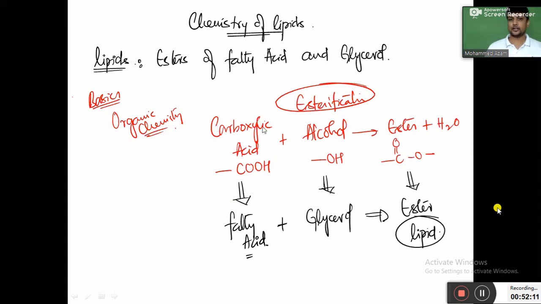Out of hundreds and hundreds of carboxylic acids, fatty acid. Out of hundreds and hundreds of alcohols, glycerol. So when you react them, obviously what is the basic rule? They have to form what? Only ester, and this ester which is formed here is lipid. So what is a lipid, guys? Lipid is the ester of fatty acid and glycerol.